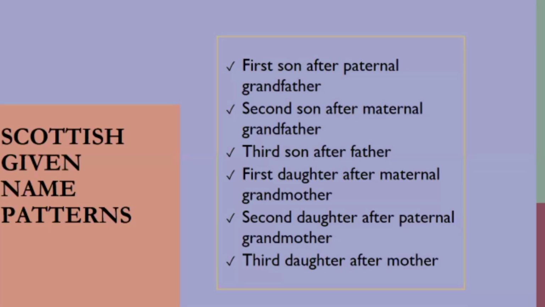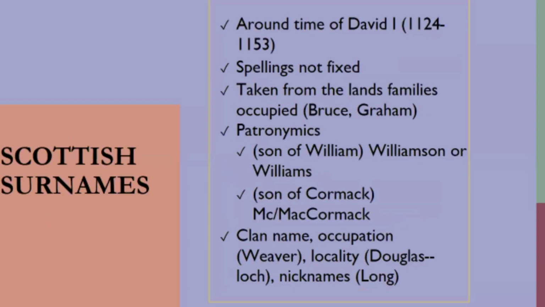Anne would be another common name. This is a general, not hard and fast rule, but this is usually what you'll find. So if you're wondering, okay, my ancestor's name was William, and he was the third son, and you wonder what his father's name was, you can use it as a guide to narrow down your search. The same way with Scottish surnames.